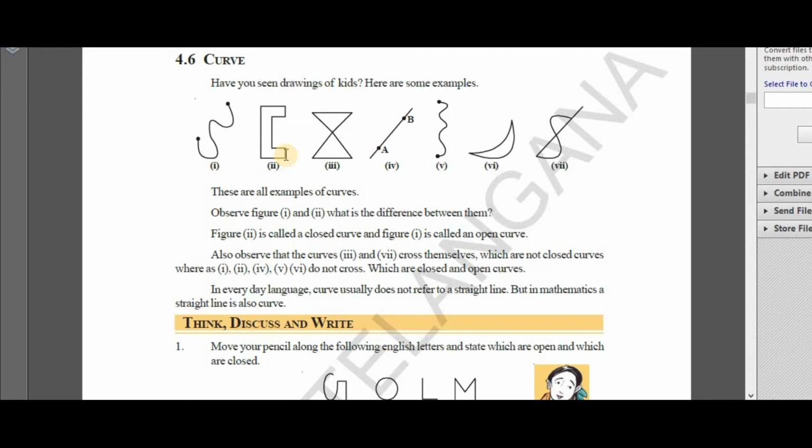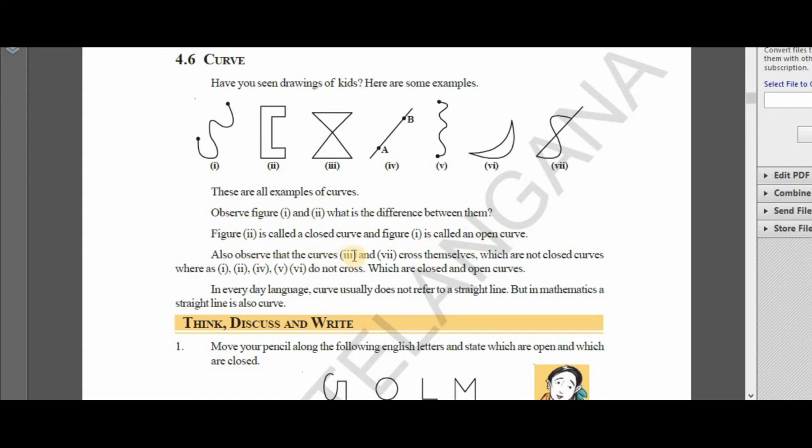What do you mean by closed curve and open curve, students? Simple. An open curve, as the name itself says, is not closed, whereas closed curves are those where the starting point and ending point are the same. Then we can say such types of curves are called closed curves. Observe figures 1 and 2. What is the difference? Figure 1 is an open curve and figure 2 is a closed curve. What we said, the same thing he also said.